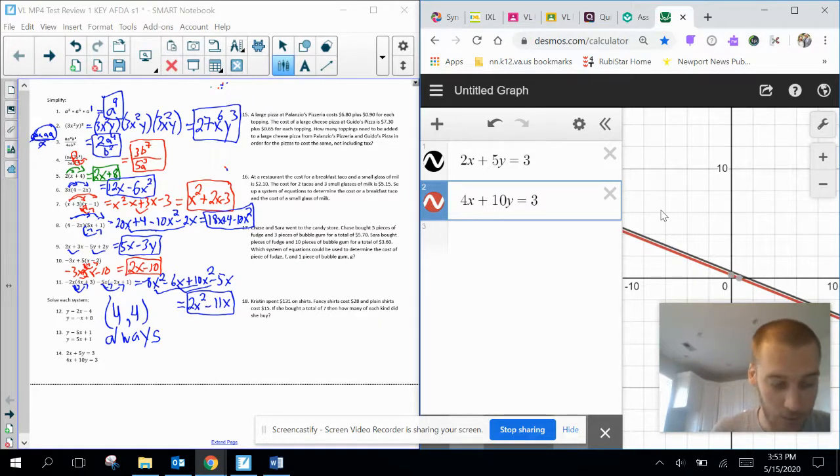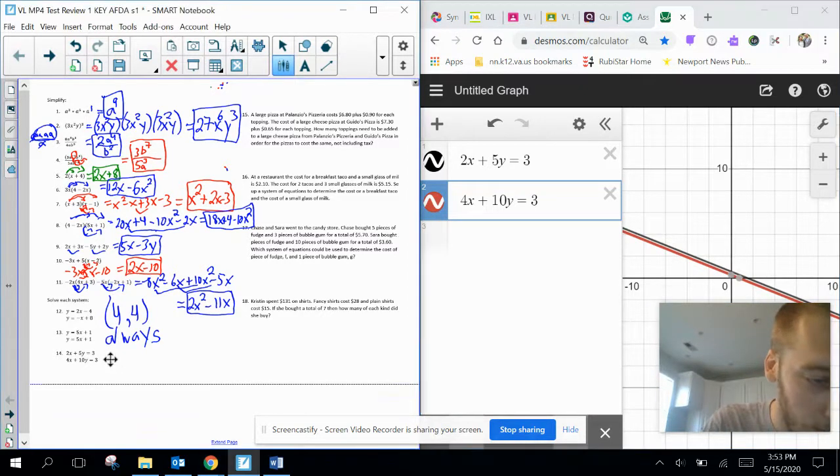So the answer to this is going to be no solution. They're never going to touch. That's really all it's asking, is where do the graphs touch? They don't touch, there is no solution. All right, so we're going to come back to that.